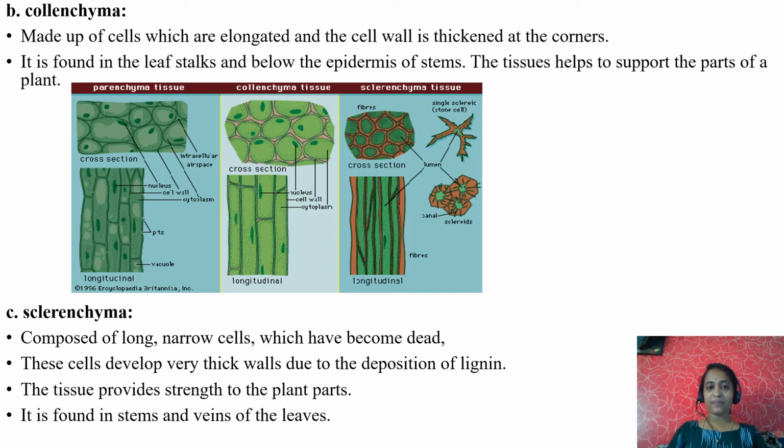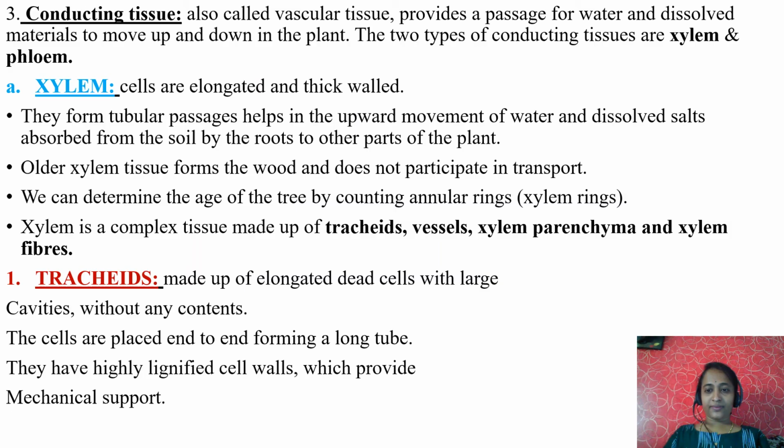It is found in stems and veins of a leaf. Veins, in the sense that you can see a network or lines in a leaf. Those are veins. So, veins are made by what? Sclerenchyma tissue. Now, conducting tissue.